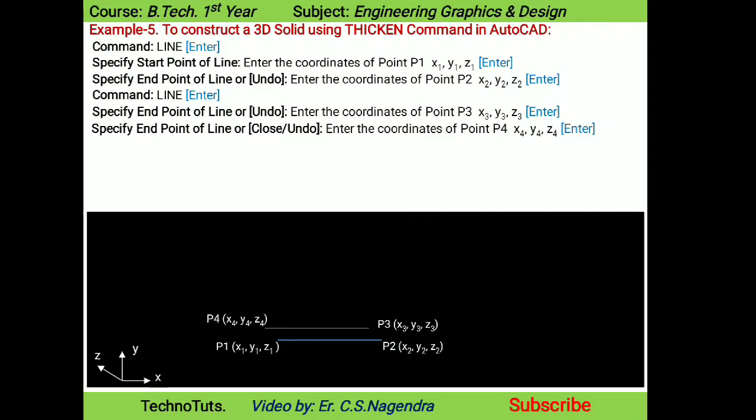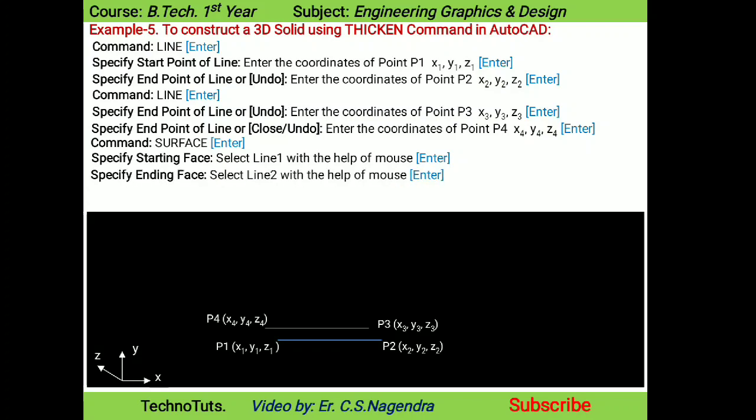Okay students. Now we have to use the surface command because these two lines are the limits. In between these two lines, first we will construct a surface, then we will convert that surface into a solid. So at the command prompt type surface and press enter key. Now the computer will ask you to specify the starting phase. So just select line number 1 that is drawn from point number P1 to point number P2 in this way and press enter key. Now the computer will ask you to specify the ending surface or phase. So just select line number 2, that is the line drawn from P3 to P4 in this way. You will see a surface gets constructed from line number 1 to line number 2.